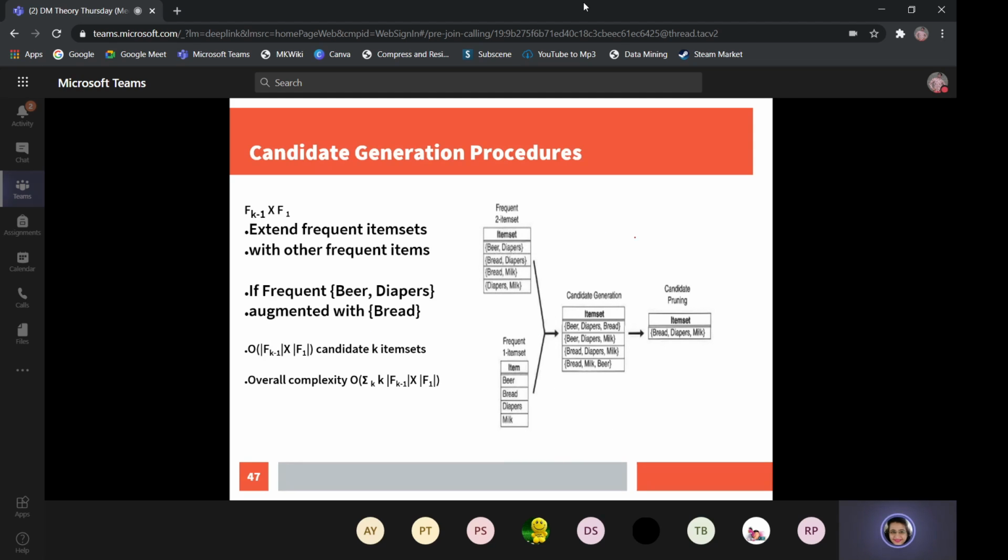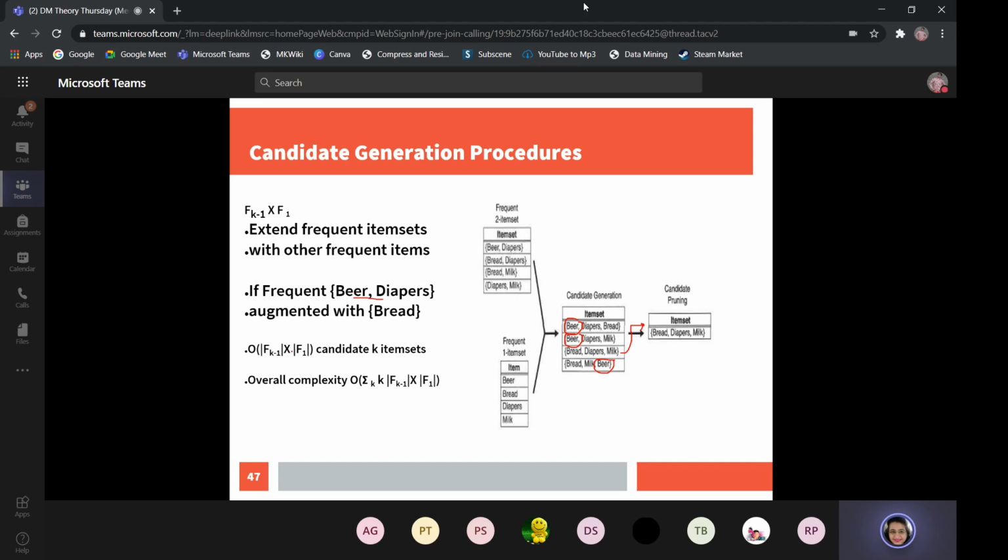Okay. So you have generated candidates and then you found out that, for example, beer was infrequent at previous levels, if you remember. Because beer was infrequent, only one item set will move to the next level. So only bread, diapers and milk will move to the next level. Others have been pruned out because they combined beer.